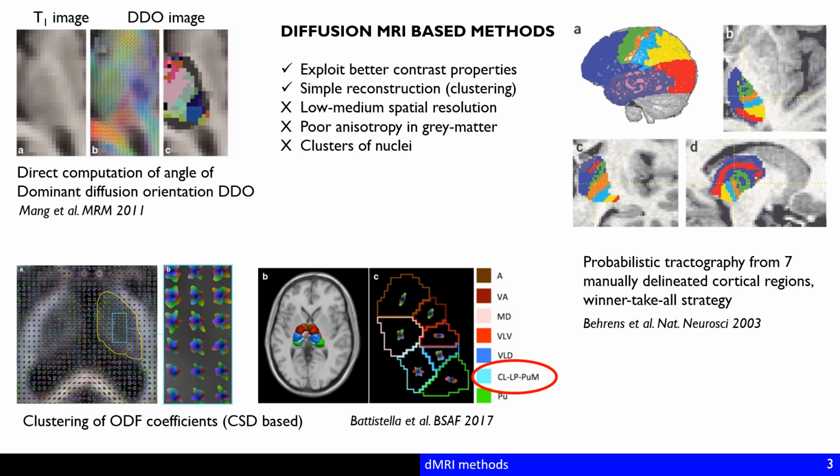Diffusion-based methods exploit better contrast properties, and the reconstruction is pretty simple, typically clustering. However, the acquisition itself is low to medium spatial resolution, and there's poor anisotropy in gray matter, resulting in noisy estimates of DTI, and finally, it produces a few clusters of nuclei as opposed to small thalamic nuclei.